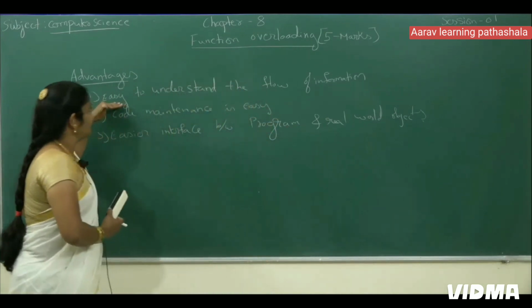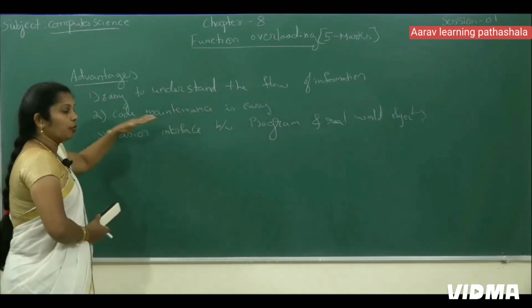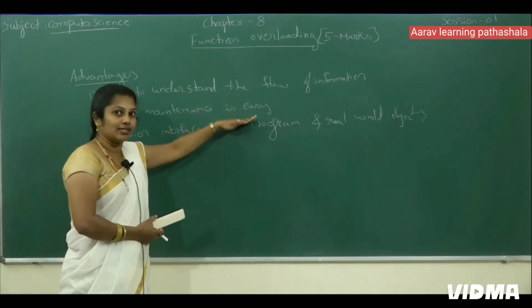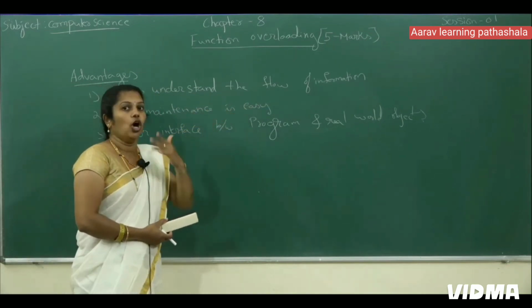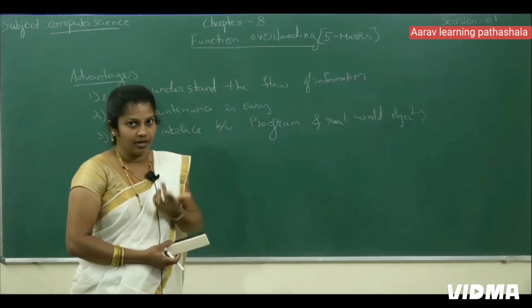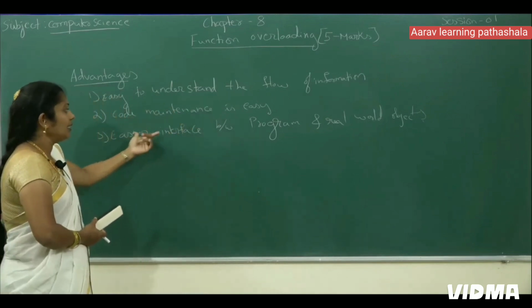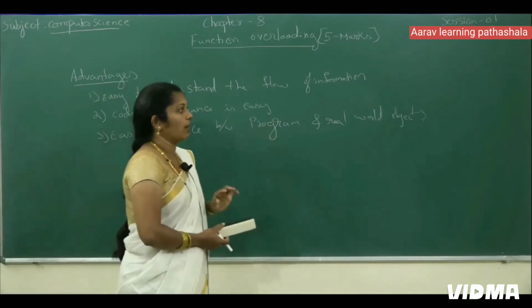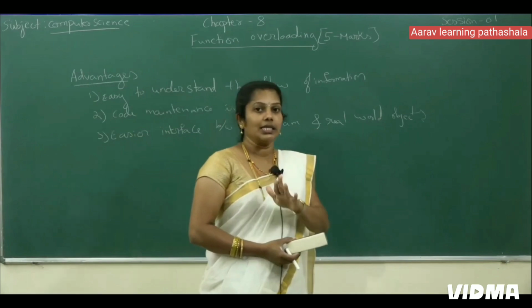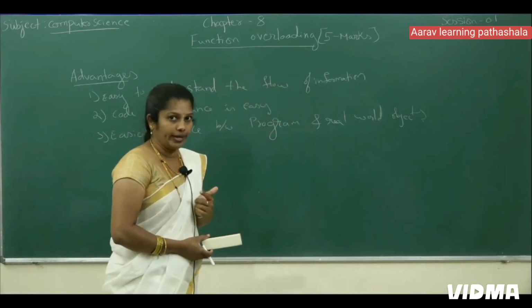The common advantages: easy to understand the flow of information. Code maintenance is also very easy. I can easily maintain the code. Only the main thing is that I have to identify the difference in the number of arguments. Code maintenance is easy, and there is an easier interface between program and real world object. These are the 3 advantages you will get in function overloading.